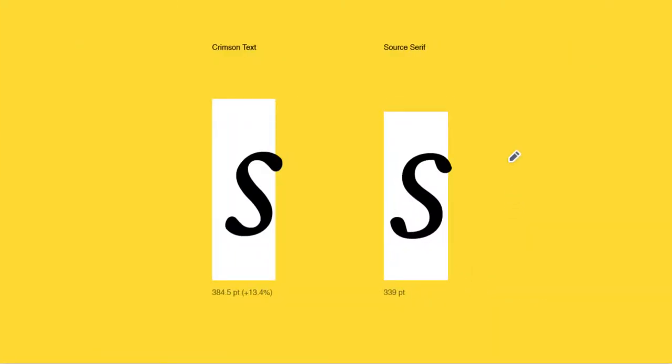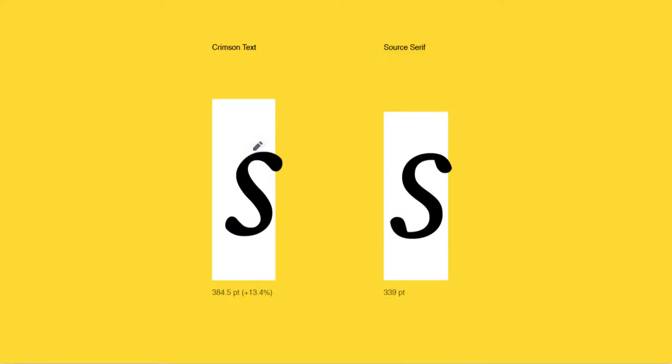All right, so on to the S. The S is a fun one, especially the Crimson Text. Notice the strong negative side bearing over here, but both are again playing with the same idea of variance in the left side bearing to the right side bearing.